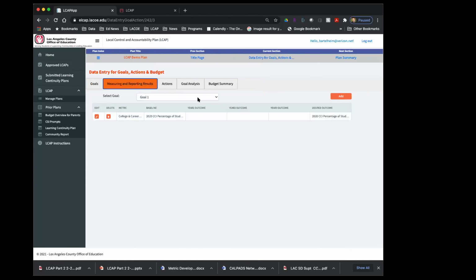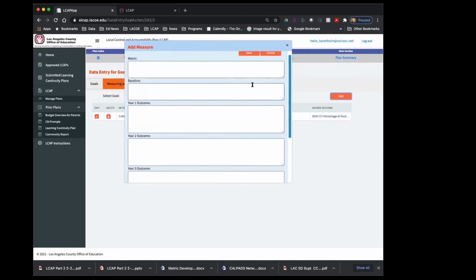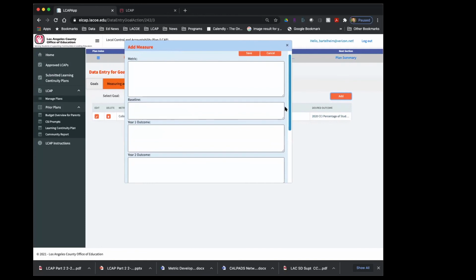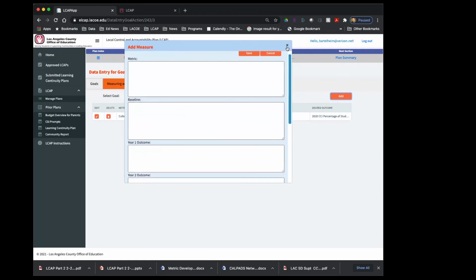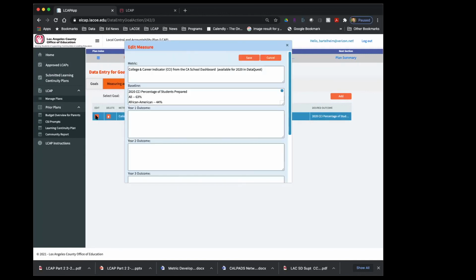So for measuring and reporting results, I added some goals here already. It's a pretty straightforward process in terms of opening up another pop-up box. You can expand the window so you can see everything. That's going to be important, especially when you start adding student groups, which we highly recommend for each of your metrics. But I'm going to give you an example of a goal or some metrics that I created.